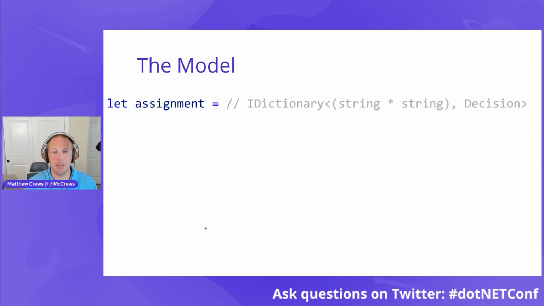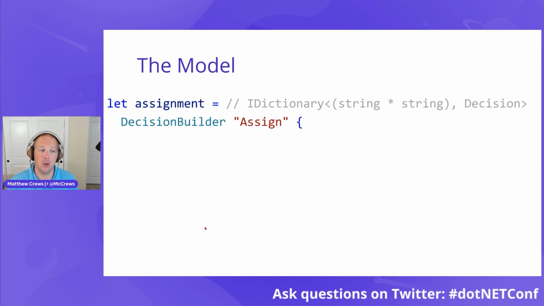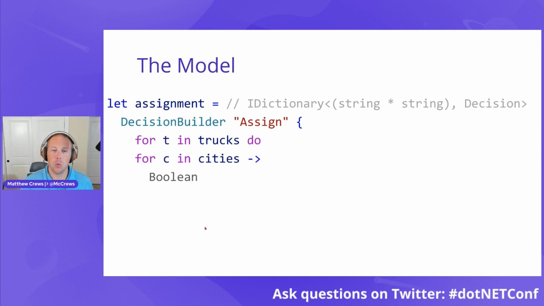Now let's start building our model. We have to make assignments. So what we're going to do is assign trucks to cities. For each truck and for each city, we are going to create a Boolean decision. So a 0 would indicate I am not sending this truck to that city, and a 1 would indicate, yes, I am sending this truck to that city.